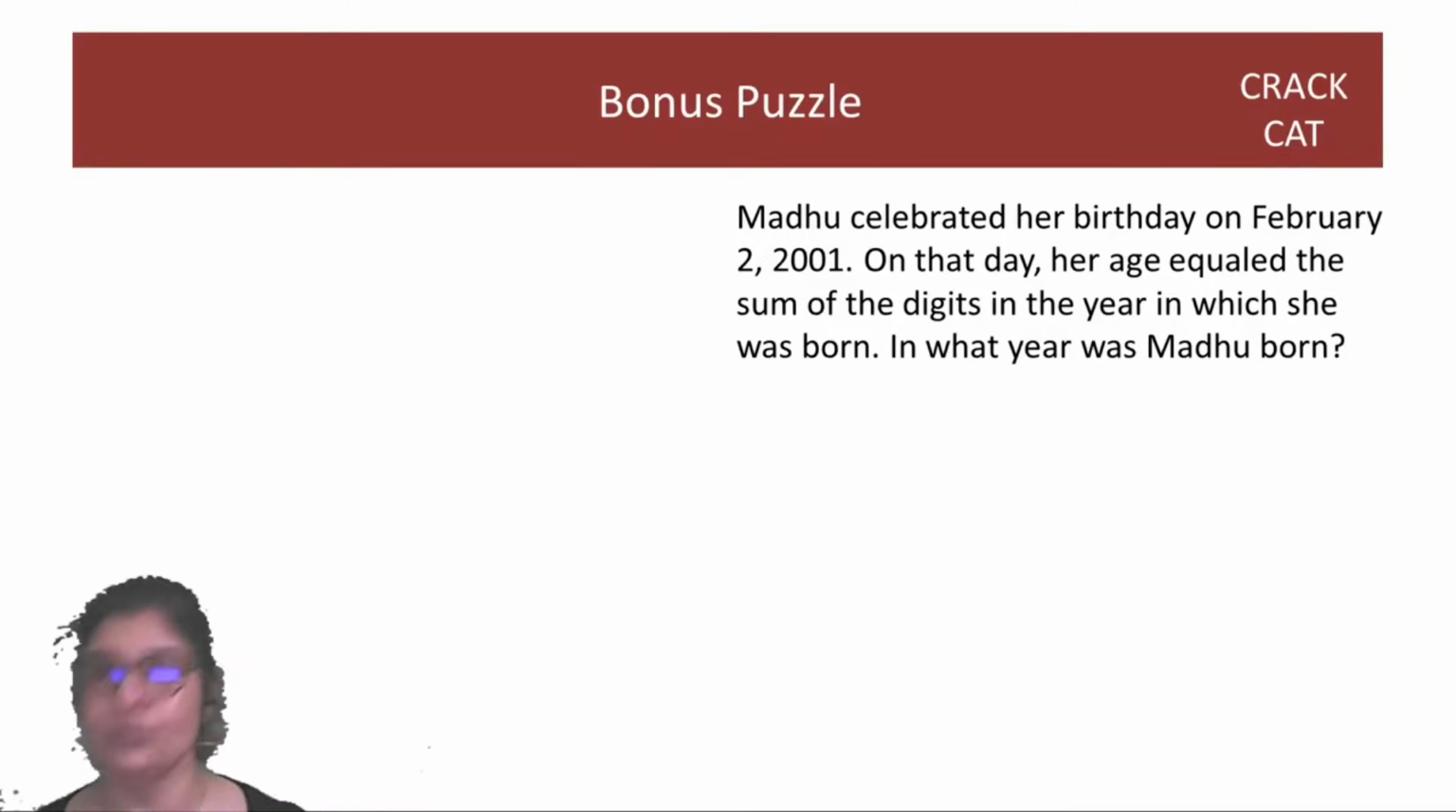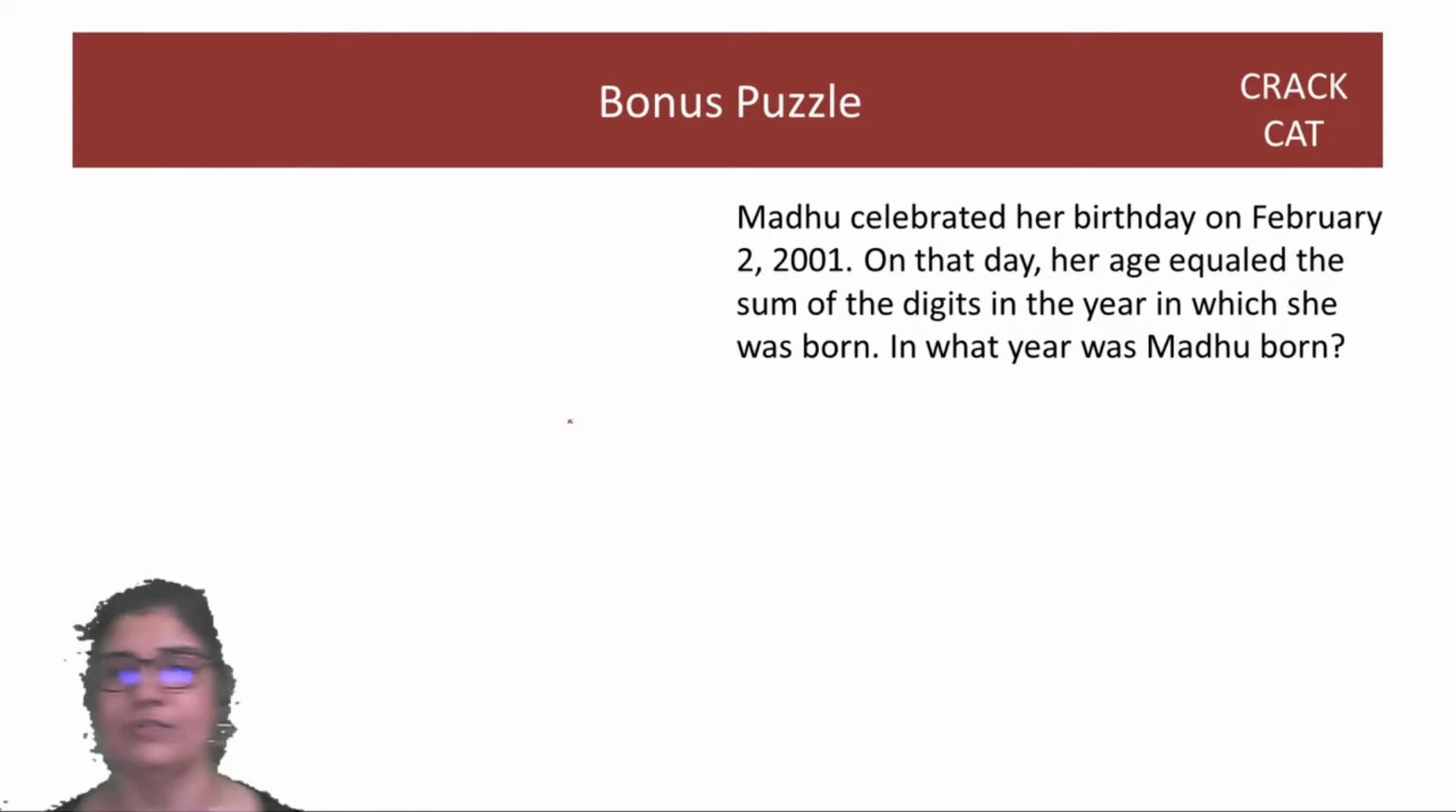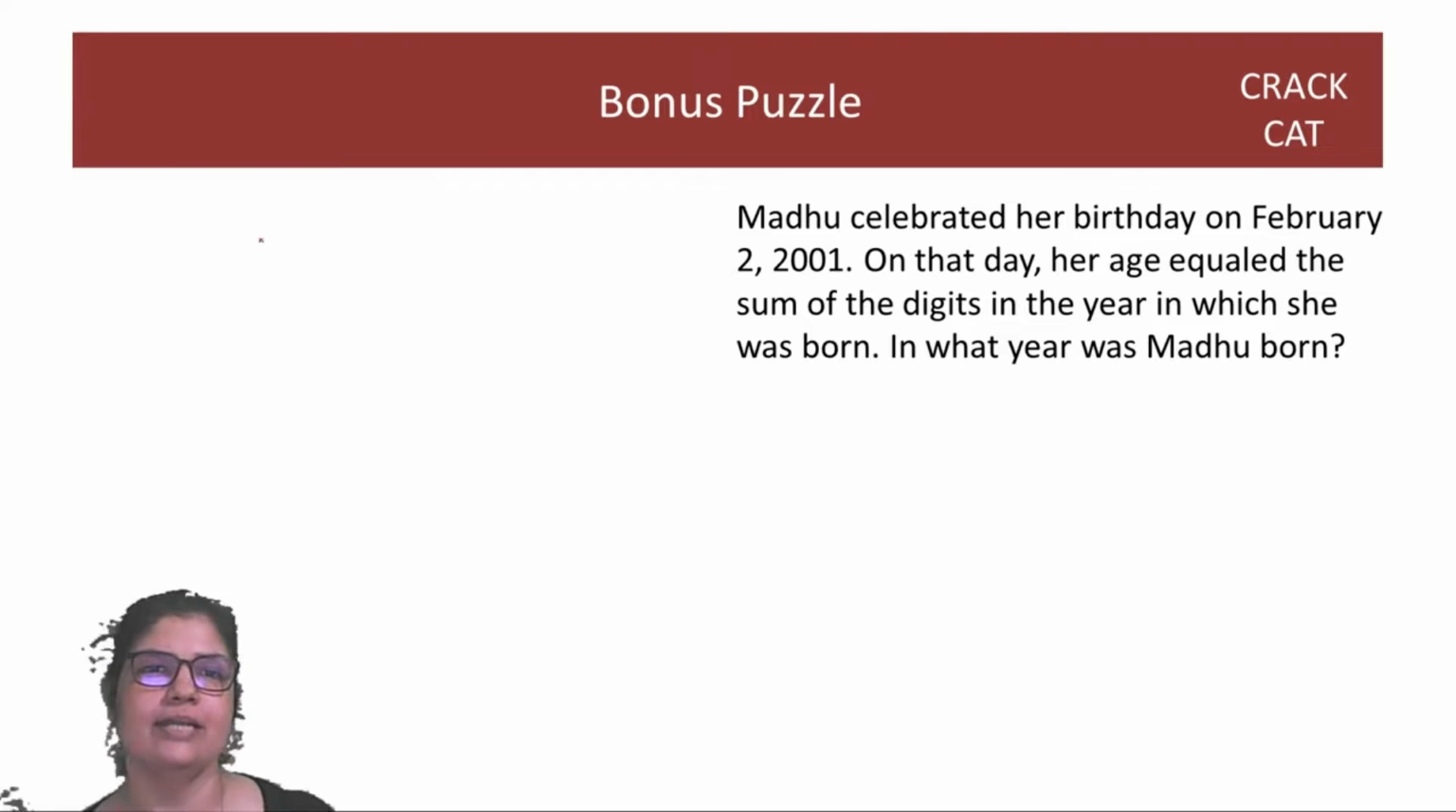We have Madhu, who celebrated her birthday in February 2001. On that day, her age equaled the sum of the digits in the year in which she was born. In which year was Madhu born? Engineers like to approximate, but as a mathematician, I like to really solve everything with perfect logic.